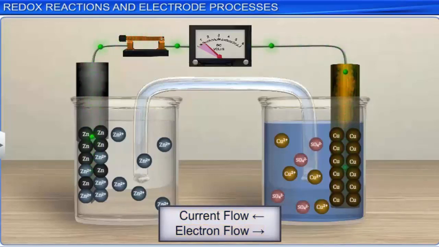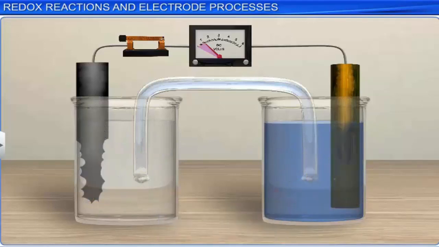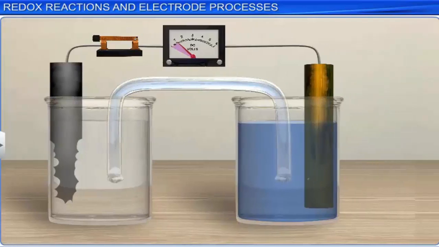In this experiment, the two redox couples are zinc and zinc 2+ ions, and copper 2+ ions and copper. The apparatus set up for this experiment is known as the galvanic cell. The galvanic cell was invented by an Italian anatomist, Luigi Galvani.